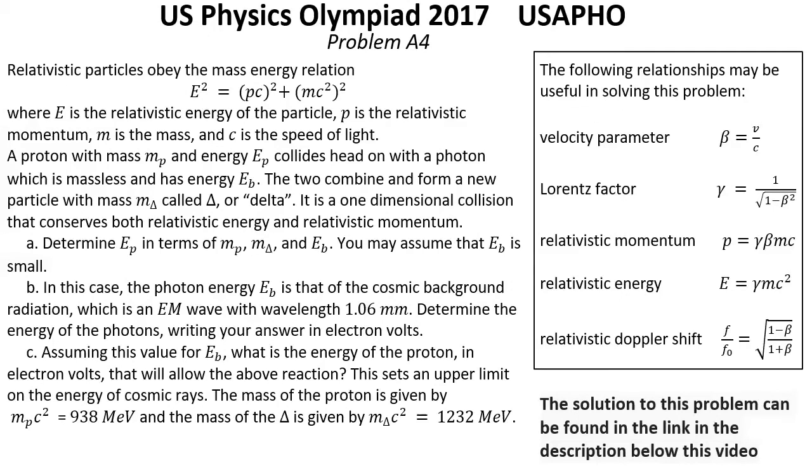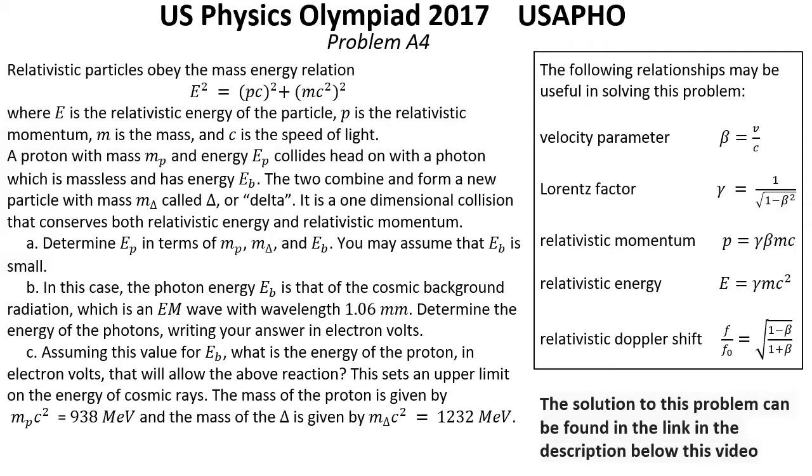Problem A4. Relativistic particles obey the mass-energy relation E squared equals (pc) squared plus (mc squared) squared. E is the relativistic energy of the particle, p is the relativistic momentum, m is the mass, and c is the speed of light.